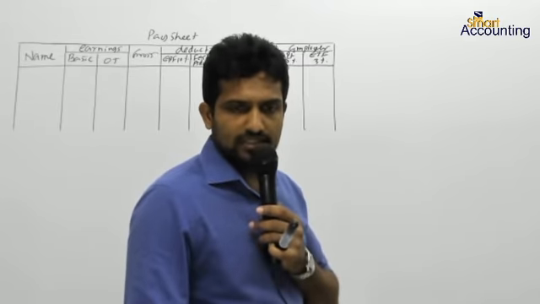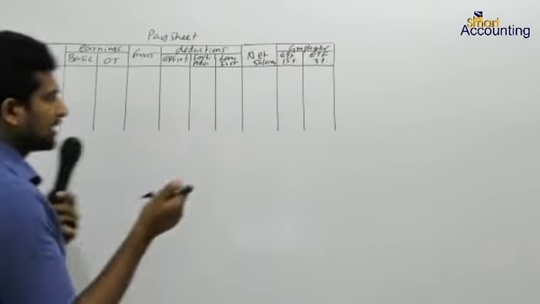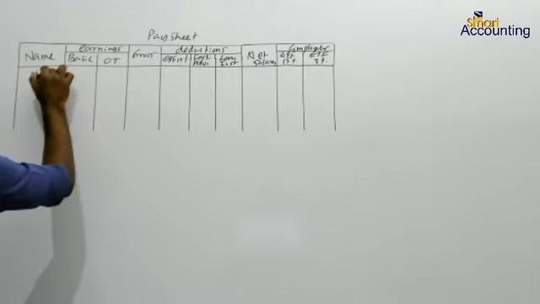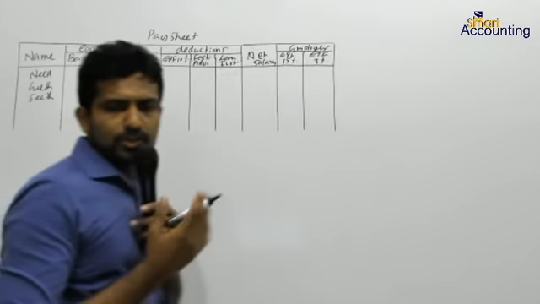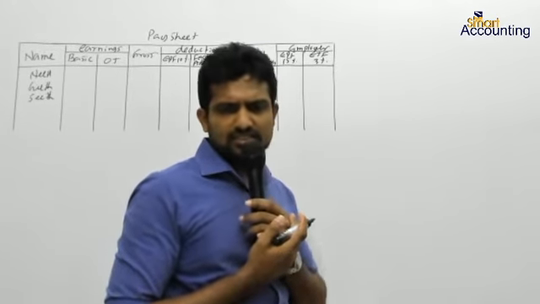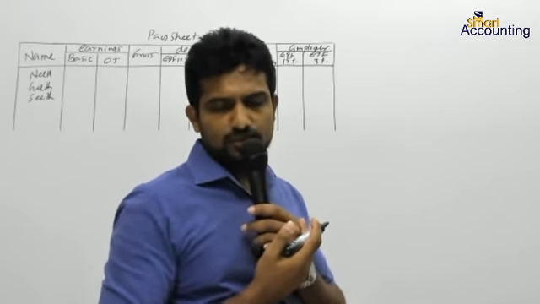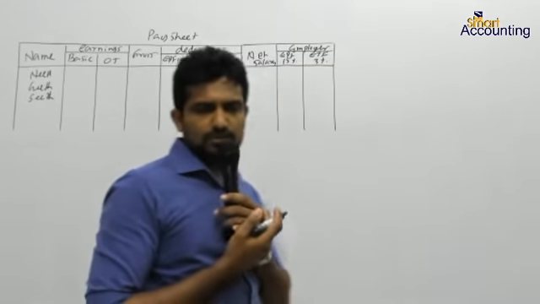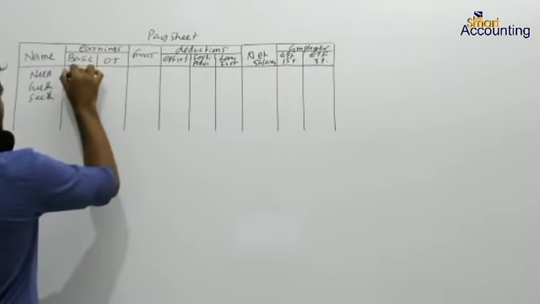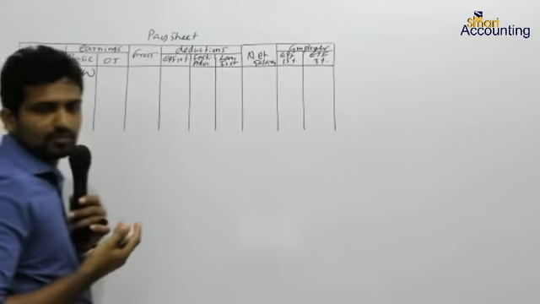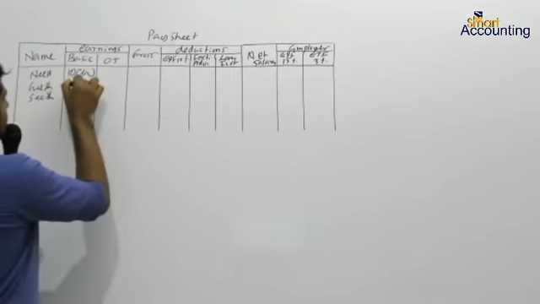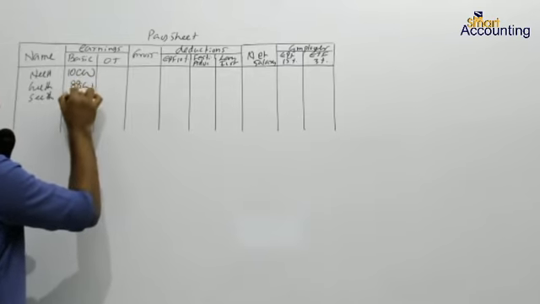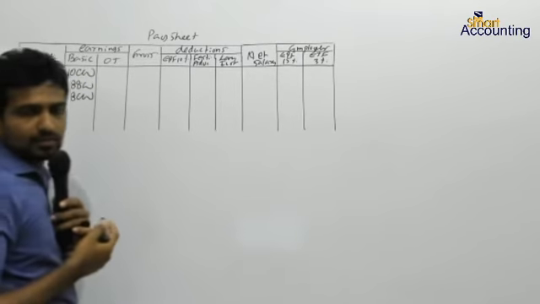Therefore, to calculate the basic salary for Neeta, Geeta and Sita, 25 into 400, you can take as it is. You can keep the 10,000. 10,000. 22 into 400, 8,800. 8,000.